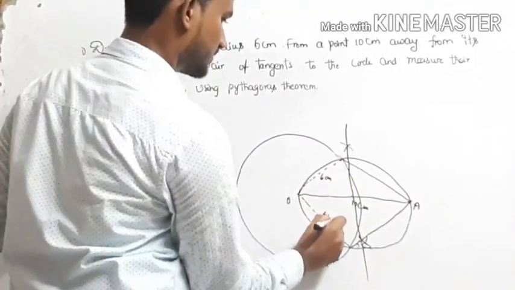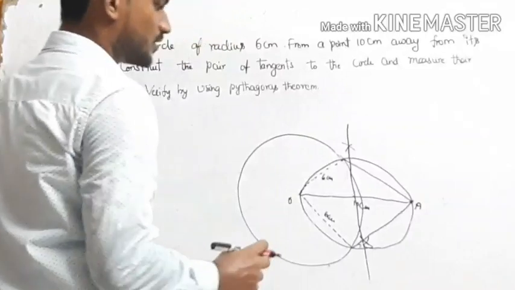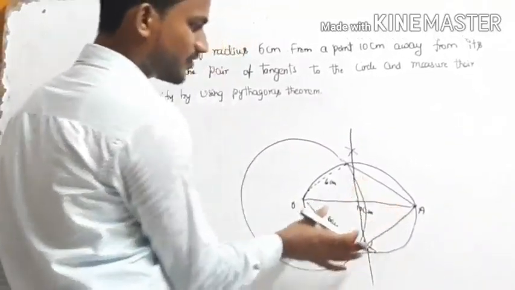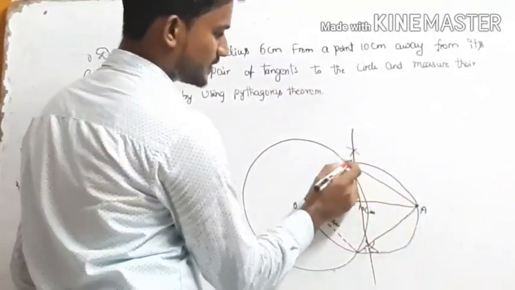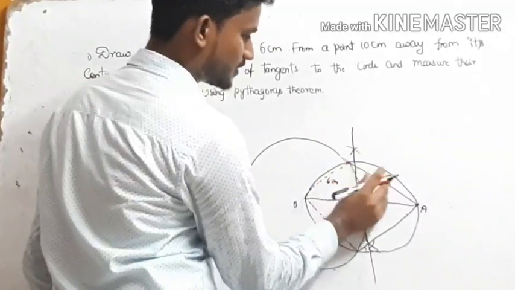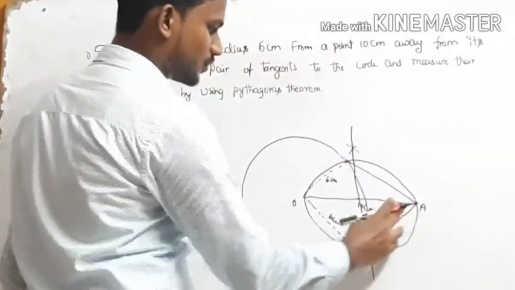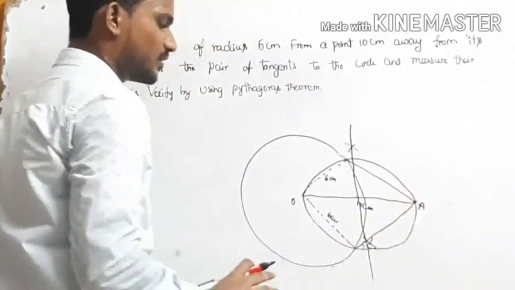It is also 6 centimeters. It is 10 centimeters. We want to find the length of the tangents. This length and this length, both these two lengths are equal.